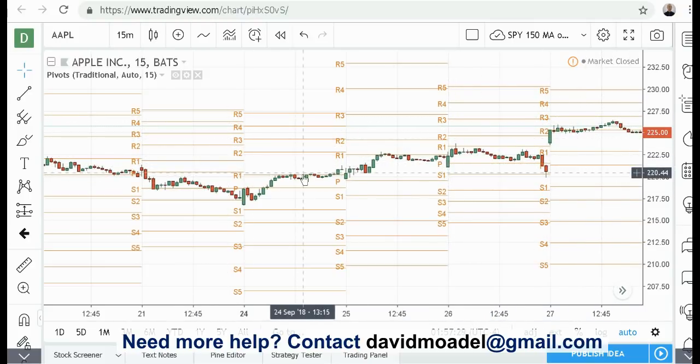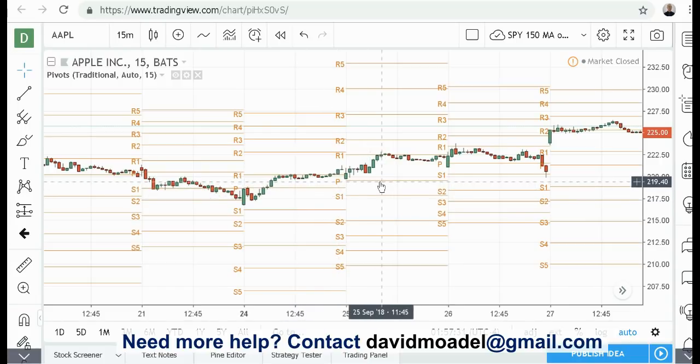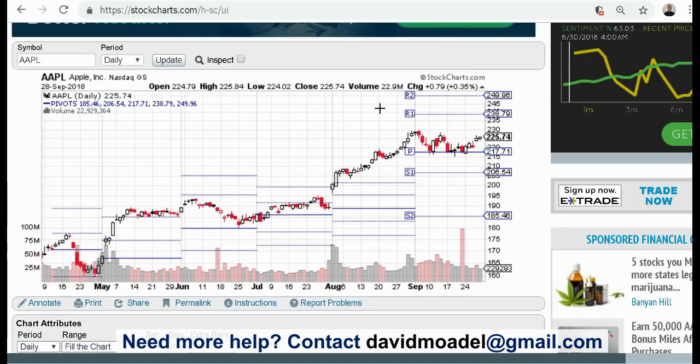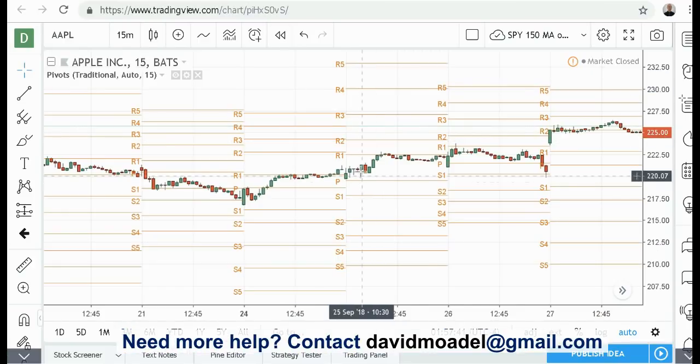So this is a 15-minute chart, and what's cool about this on TradingView is that they have not only the pivot point and R1, S1, R2, S2, like you saw on stockcharts.com. This goes even further. This is R3, R4, R5, and below it S2, 3, 4, and S5. So you can really let your winners run here. You really get something like a trailing stop, if you will.